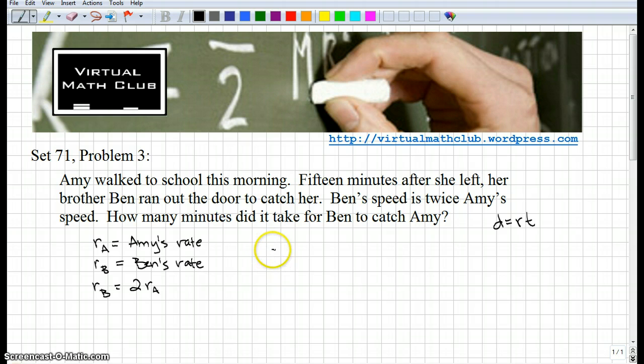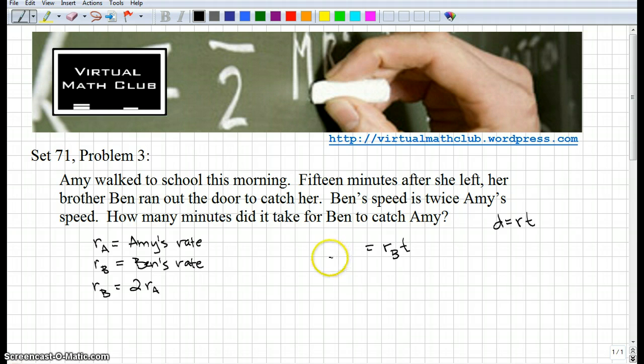Alright, so we want to find when Ben catches Amy. So we want their distance from home to be the same, okay, at the point when they meet each other. So let's take a look at first Ben's distance from home, and let's start measuring the time from the time he leaves home. So the distance he travels is just his rate times time, okay?